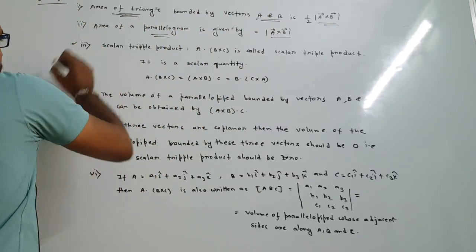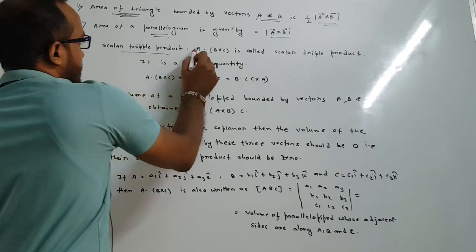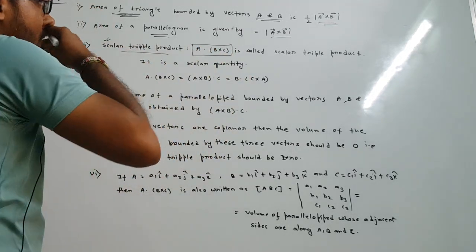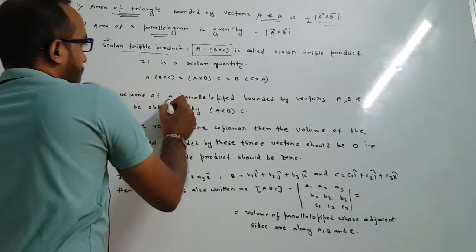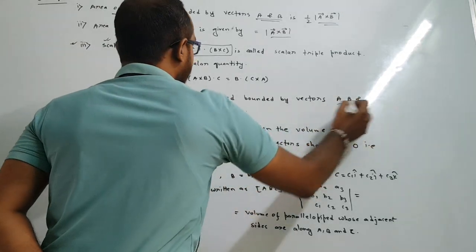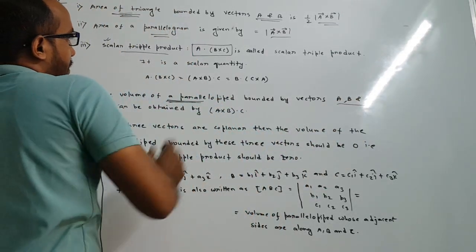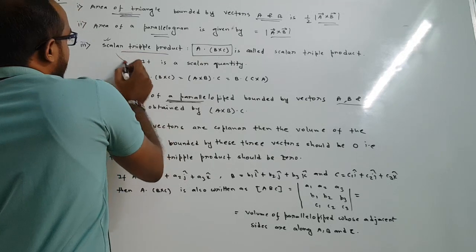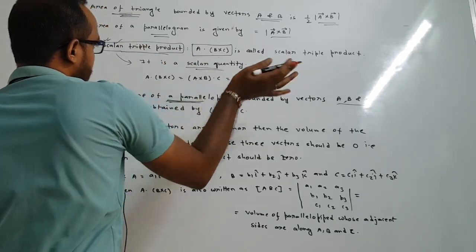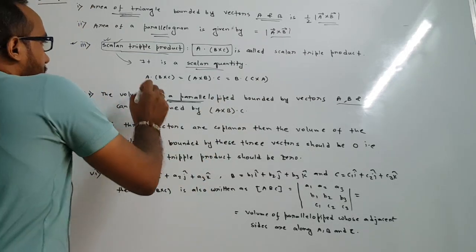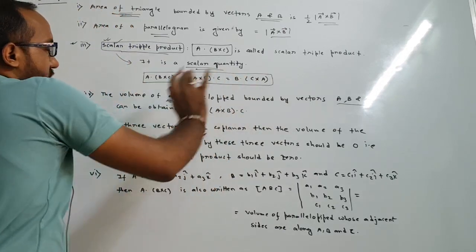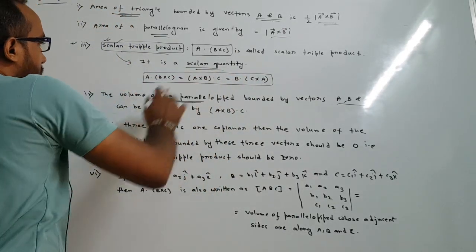Now this is a new concept, scalar triple product. This thing, A dot B cross C, is known as the scalar triple product, and it is the volume of the parallelepiped bounded by vectors A, B and C. Remember that the scalar triple product, as the name says, is a scalar quantity. A dot B cross C is the same as A cross B dot C, which is the same as B dot C cross A. All of the values are equal.